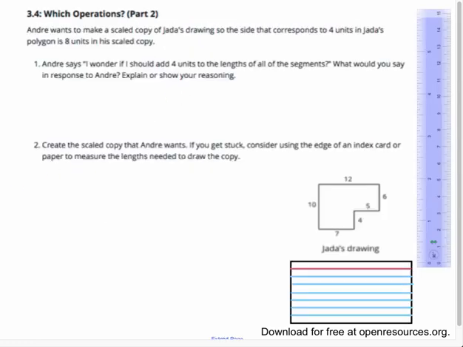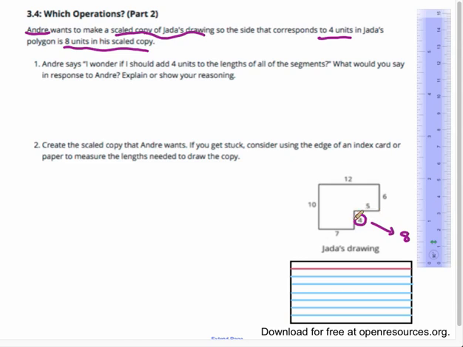Alright, in the last exercise, we were told that Andre wants to make a scaled copy of Jada's drawing so that the side that corresponds to 4 units in Jada's polygon is 8 units in Andre's scaled copy. So it's going to become 8 units.